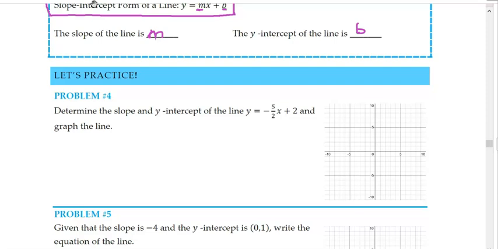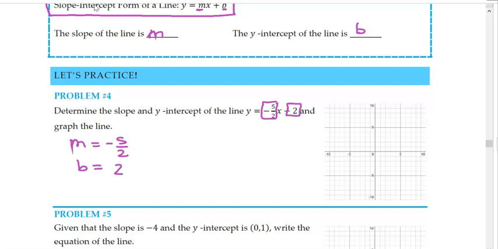So if I look at an example of this, you can see that if I want to define what my slope and my y-intercept is, so my slope, which I call m, is the number in front of our x, which is -5/2. So that's my slope. And remember, when I am dealing with this, that negative can go with the top or the bottom, but not both. And then my y-intercept, which is the b on there, is 2.